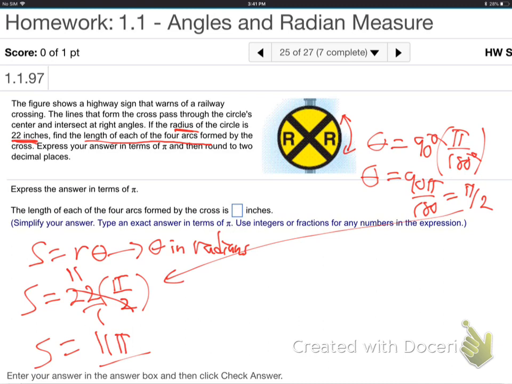Not too fast? I know I'm kind of whipping at this point, huh? You're good. 11 pi over 2. Did you see that?